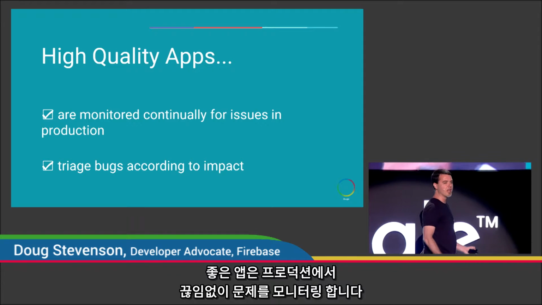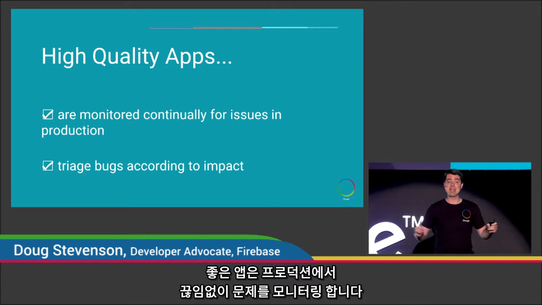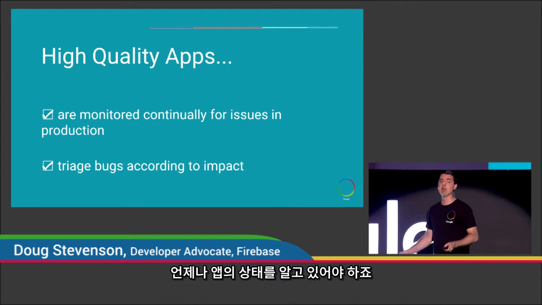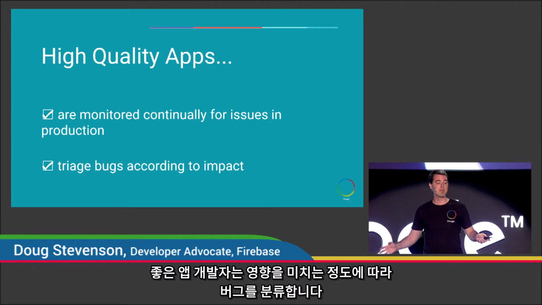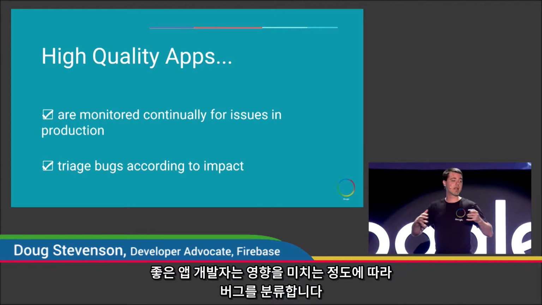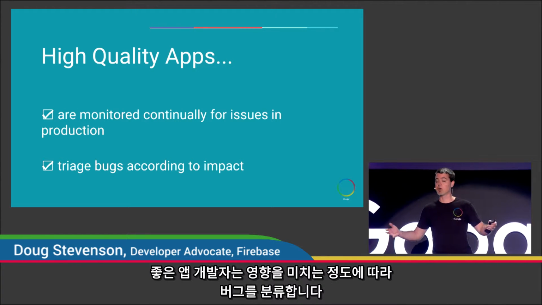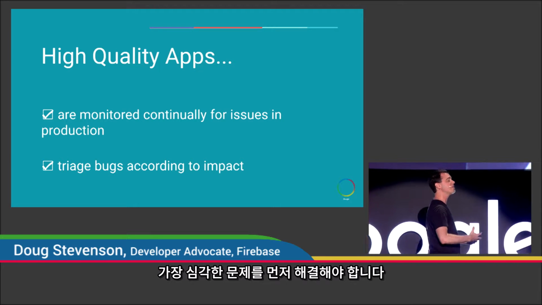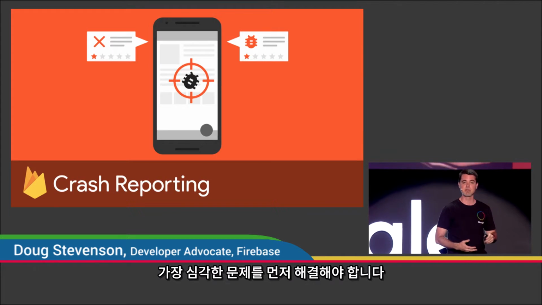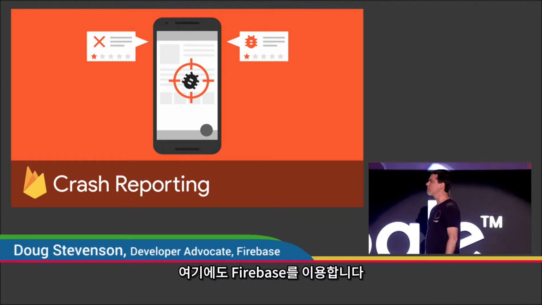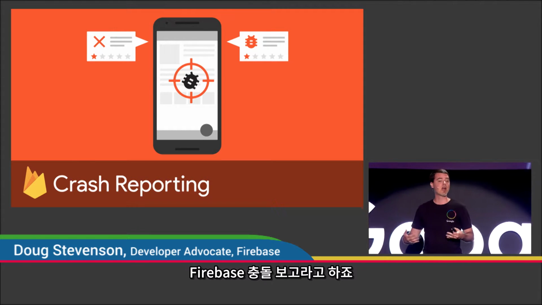Now, I also think high-quality apps are monitored continually for issues in production. So you should always know the health of your app. And high-quality app developers triage their bugs according to impact. So you should always be addressing the most serious problems first. And so Firebase provides a tool for that too. We call that Firebase crash reporting.